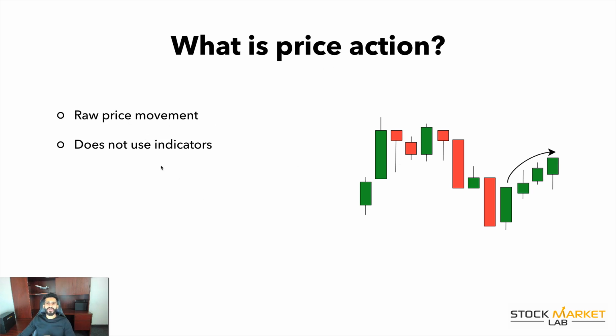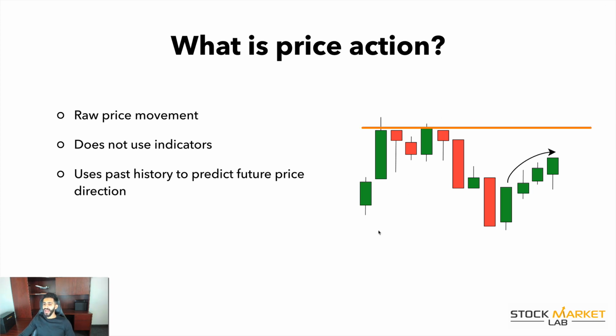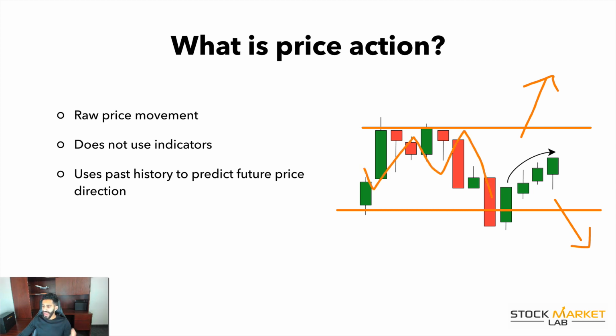In price action, we do not use indicators. I'll show you what indicators are for people that don't know. But for now, just to give you an idea, we are not using indicators. We are focusing solely on raw price movement. In price action, we are using past history to predict what will happen. So basically, we look at what has happened to predict what has the highest probability of happening next. Will or can this stock go up? Will it go down? What will happen? And we basically focus on the past history of price action to predict that.